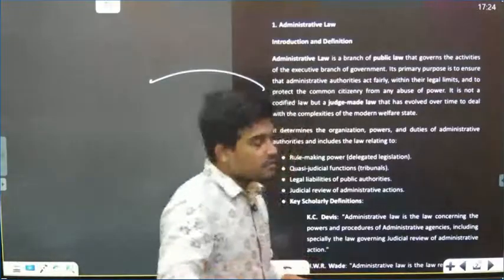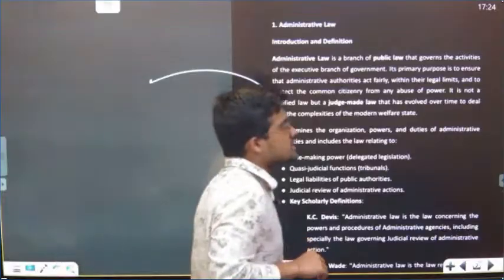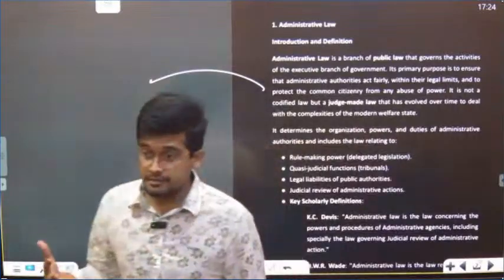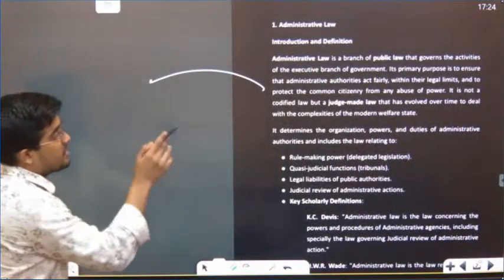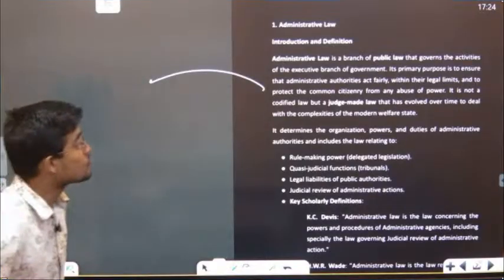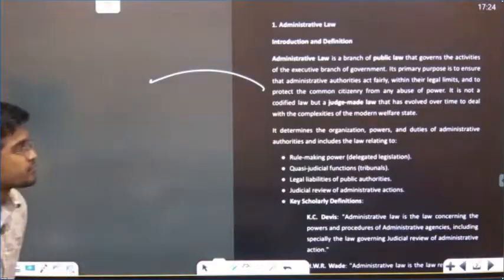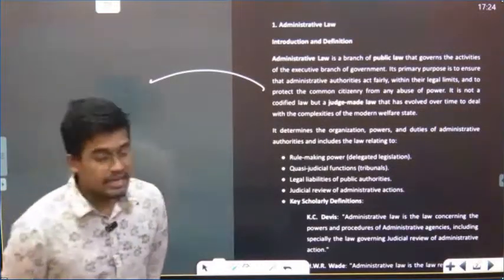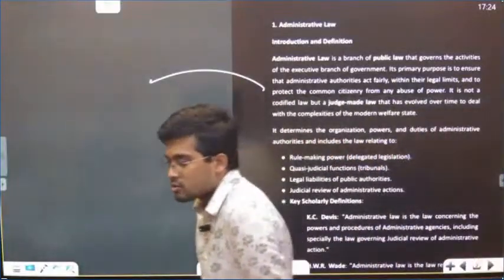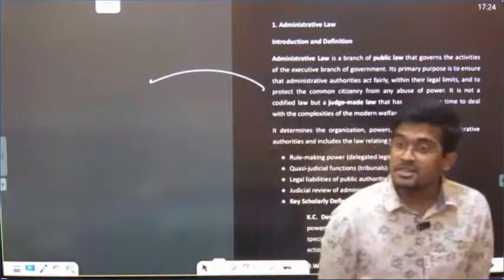Administrative law is a branch of public law that governs the activities of the executive branch of the government. What kind of executive? Permanent executive. Its primary purpose is to ensure that administrative authorities act fairly within their legal limits and to protect the common citizenry from any abuse of power. So any abuse of power is limited how? Through fundamental rights, through Article 32. So that also ensures administrative law in the country.